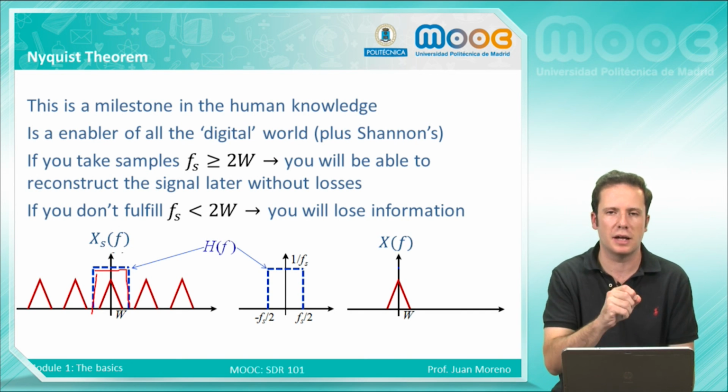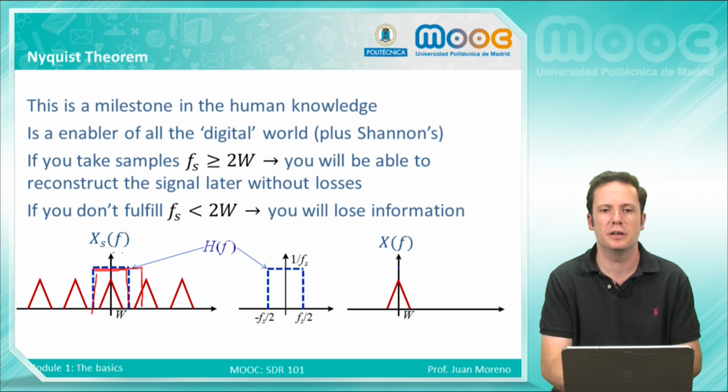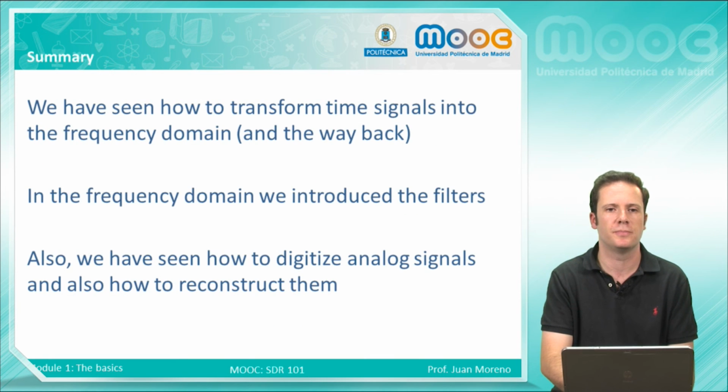You can draw a sketch of the picture on the left, changing these values, having a larger filter here, or also a signal with a higher bandwidth here, and you can think about the consequences. But the most important thing is that if you take samples at this rate, twice or more the bandwidth of the signal, you will be able to reconstruct the signal without losses.